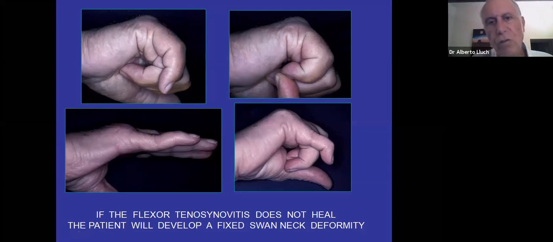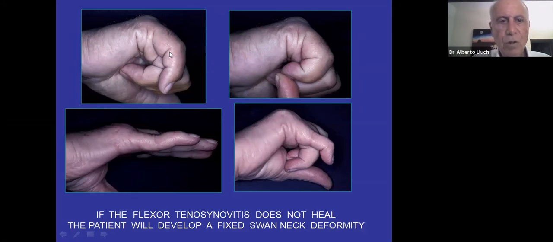So I think you should have a flexor tendon synovectomy. He said, well, doctor, let me think about it. He came sometime later with a fixed swan neck deformity. So this was a few months ago.